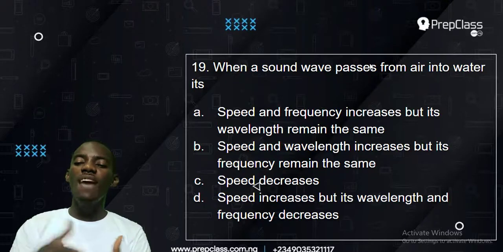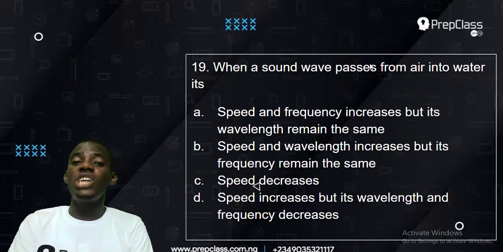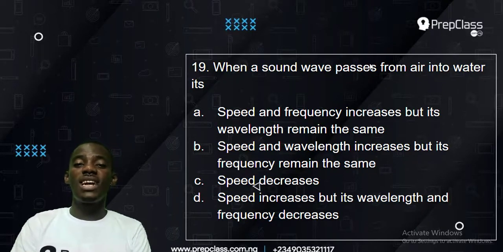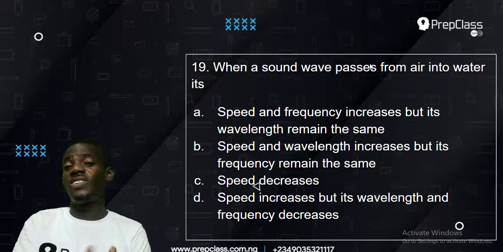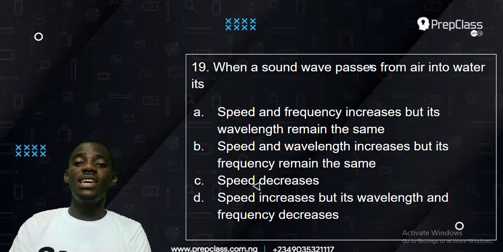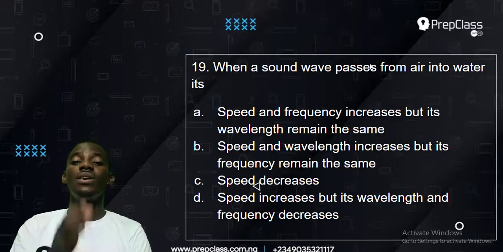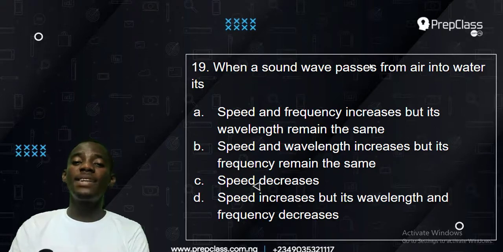Now when a wave moves from air to water, what happens? That is a change in medium, and what will happen to that wave when it changes medium is called diffraction. It will alter direction. So diffraction is a change in wave direction when it moves from one medium to the other. So it will diffract. Okay, good. But when a wave diffracts, what will happen to the speed, frequency, and wavelength?